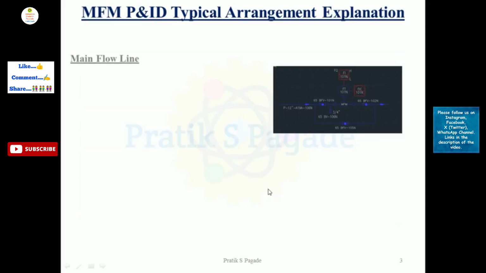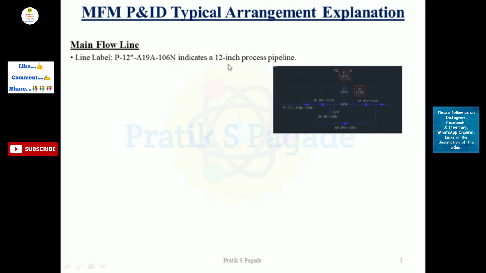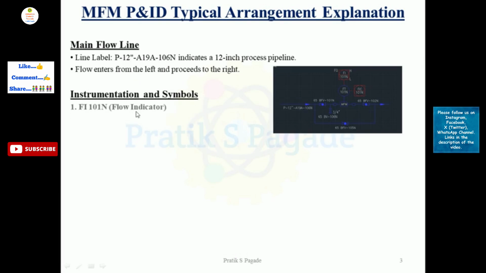So see here, main flow line is line label P 12-inch A19A106 and indicates 12-inch process pipeline. Okay, flow enters from the left and proceeds to the right. Instrumentation and symbols here, as you can see, FI 101N is a flow indicator. As I told you, it indicates the flow rate. Signal likely source from FT 101N, and as I have told you, it takes the signal. FT sends the signal to FI to indicate the flow rate.